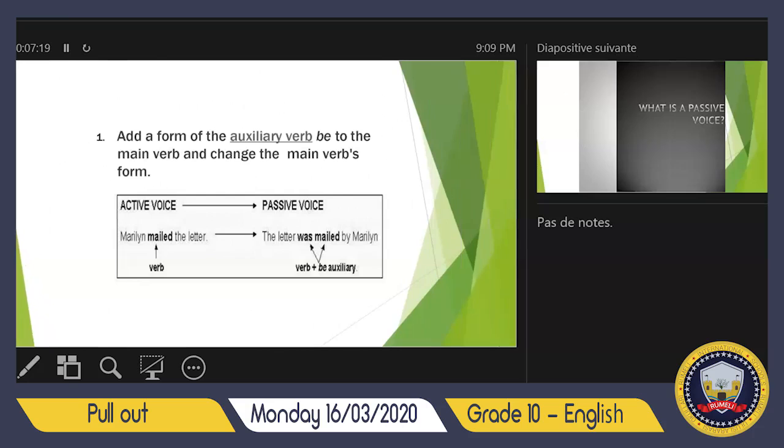Now, look, here we have, what tense do we have in this sentence? We have past simple, okay? So when you have past simple, you change the sentence into the passive, but the tense doesn't change. You always have the same tense, okay? So here you will have also past simple, but in the passive form. So it's to be in the past plus the past participle of the main verb, okay? Example, the letter was mailed by Marilyn.